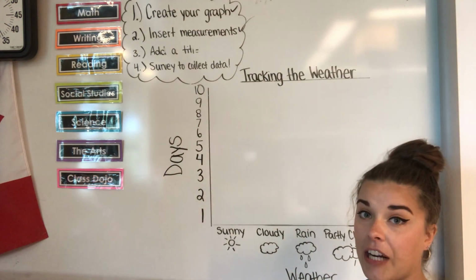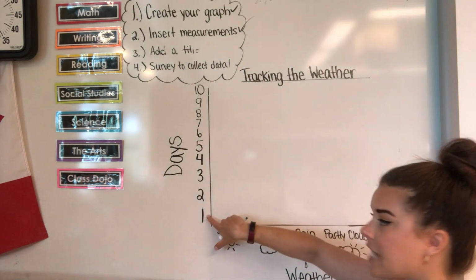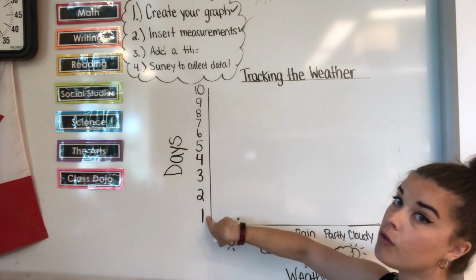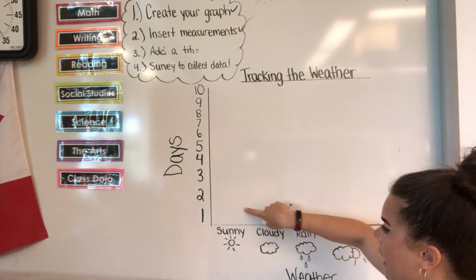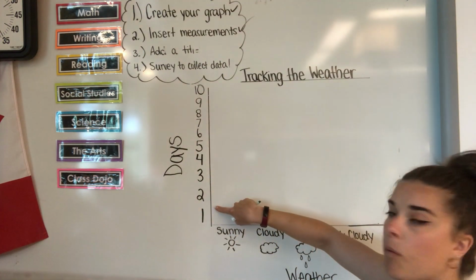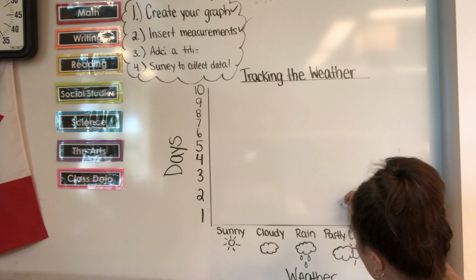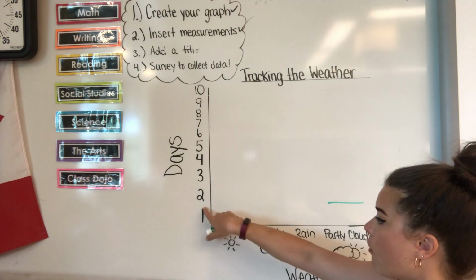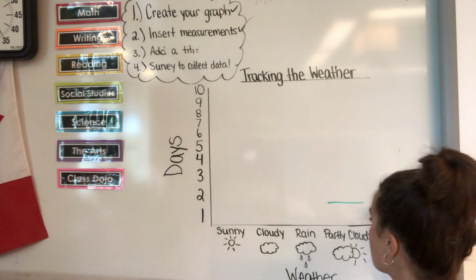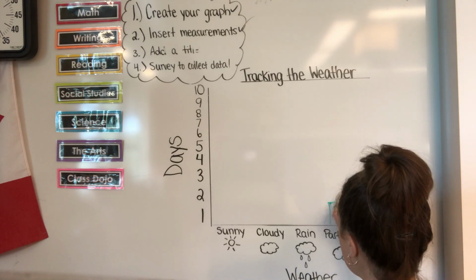Now it's time for me to create my first bar. So days, well, we're only on day 1, so we know that the bar will go no higher than that. So my bar, I'm going to slide my finger along from the 1 all the way across to partly cloudy. I know my bar will go right where it's lined up with the 1. And now I can go ahead, attach it to the bottom, and I'm going to go ahead and shade it in.